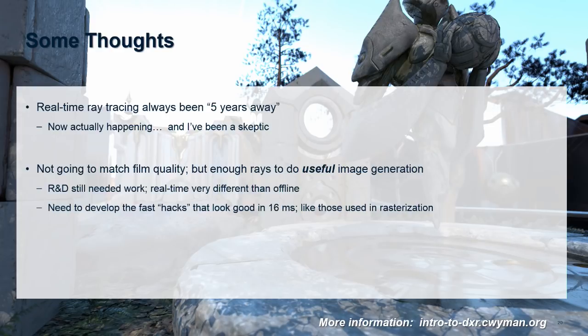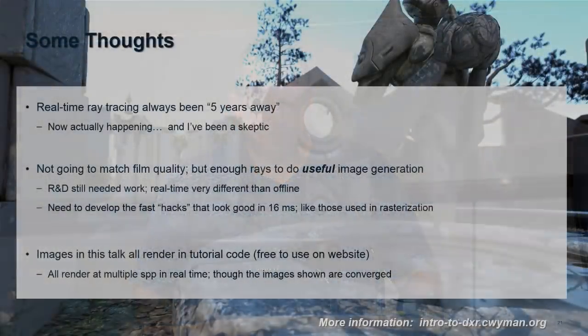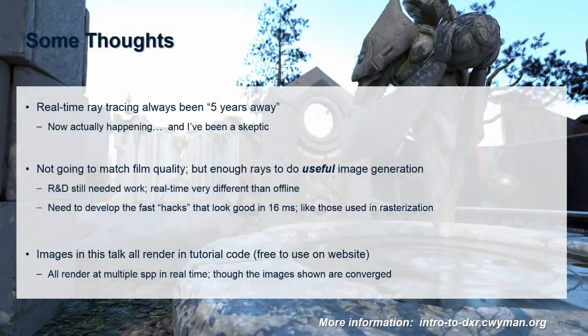And I think this is really important for those of you who are thinking about what to do next, that we need to think about how to develop things like hacks that make the image look good in 16 milliseconds. You know, hack is not a derogatory term here, like those used commonly in all sorts of raster applications today. What are those same techniques in the ray tracing world? And again, a reminder, all the images I've been rendering here are rendered from the tutorial code that's available on the web page. Of course, these are converged, not at 1 sample per pixel.